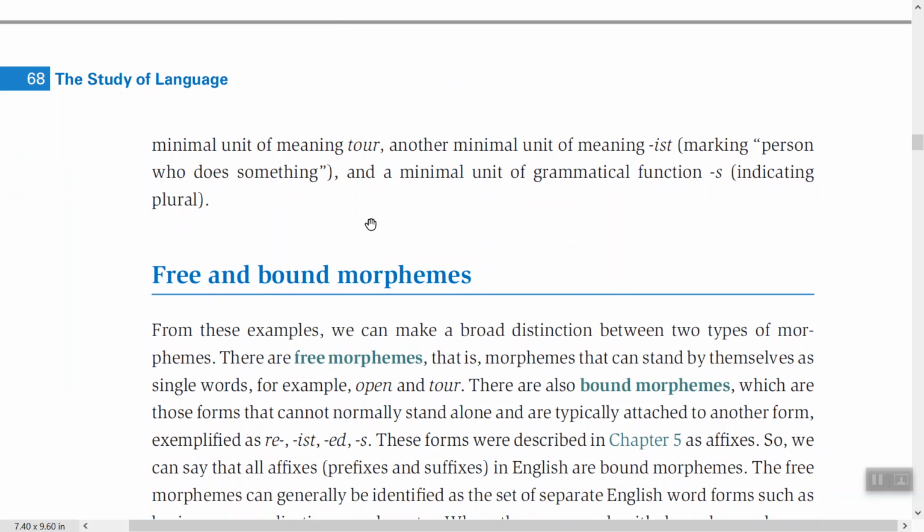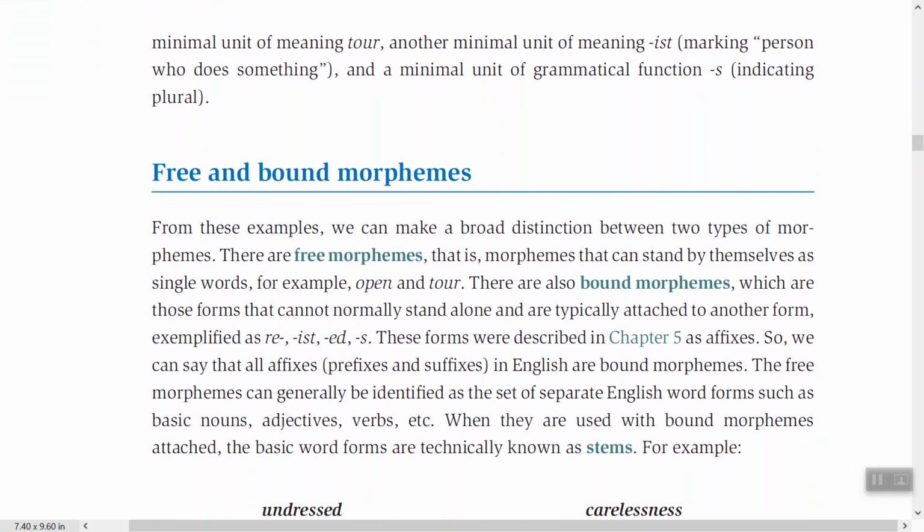We have 2 types of morphemes here: free morphemes and bound morphemes. What is the difference between them? Free morphemes, from the name, are free. It means morphemes that can stand by themselves as single words. They can stand alone. They are meaningful.